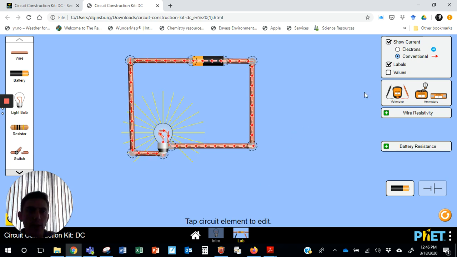Now just to show you what you can do in the circuit, I'm going to not show any current for now. Actually, why not? Let's have some electrons going around.